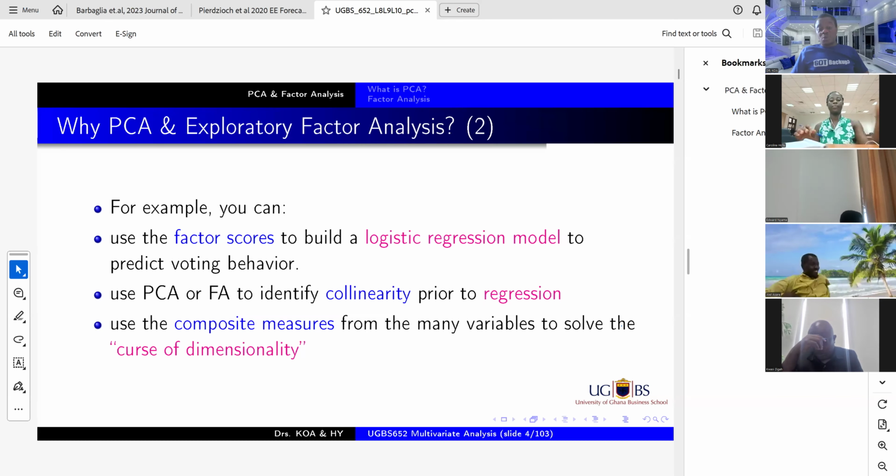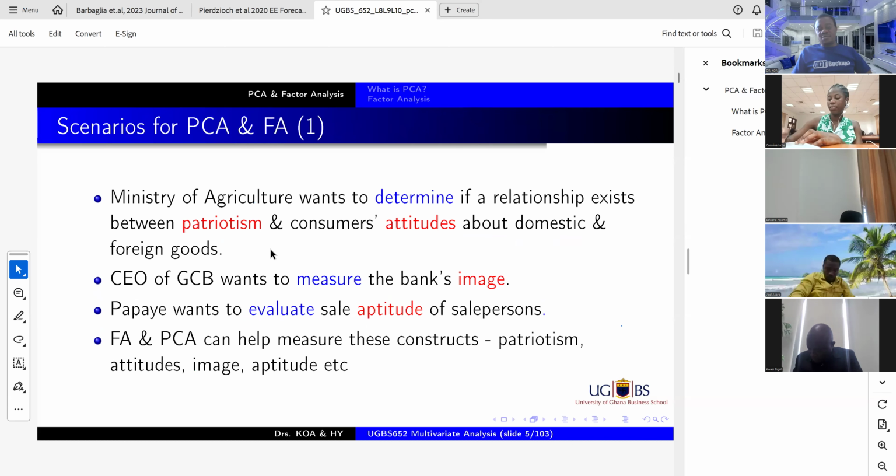And we need a way to handle it. One way to handle it is to reduce the regressors, the independent variables. Reduce them. And one approach to reducing them is principal component analysis and factor analysis. Now let me give you another scenario where this is very important. For example, the Ministry of Agriculture wants to determine if a relationship exists between patriotism and consumers' attitude about domestic and foreign goods. So if you wear your made in Ghana goods, then it means you are patriotic. Okay, good. Question is, how do you even measure patriotism?